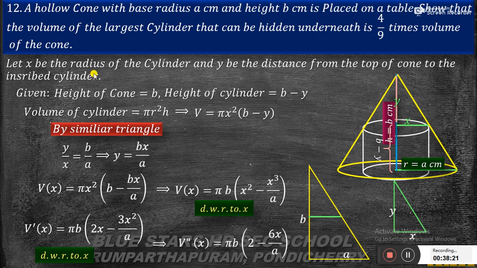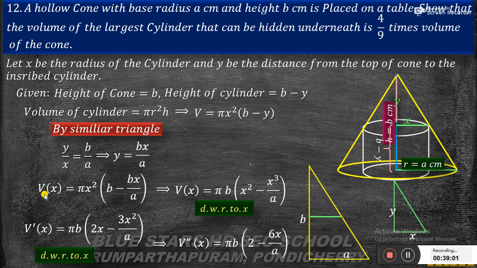Height of the cylinder h equals b minus y, so I substitute b minus y. By similar triangles, y by x equals b by a. Here y is the length, x is the radius of the base, b is the length and a is the base. From the similar triangles I write y by x equals b by a, which implies, cross multiplying, y equals bx by a.